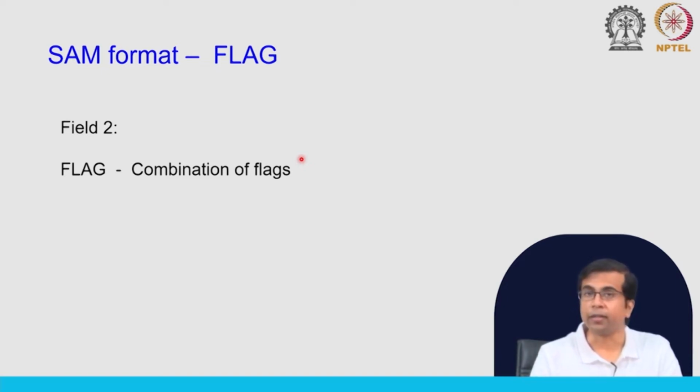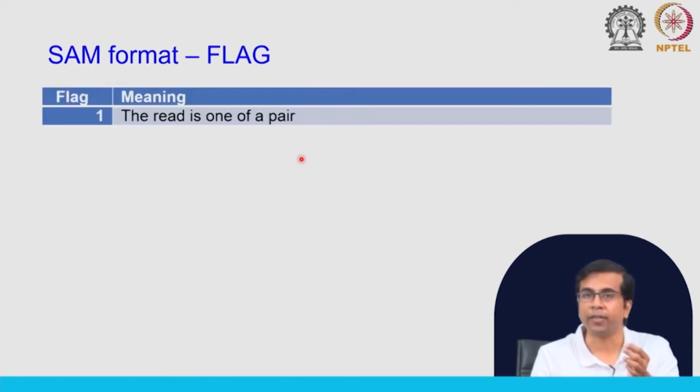So, let us look at these numbers. They are usually denoted by numbers, and the final flag that we report in the SAM file, or that the program reports, is a sum of these numbers. What we will simply do is look at these numbers, identify the cases that are applicable for your read, and sum those numbers up. We will take some examples also for a better understanding.